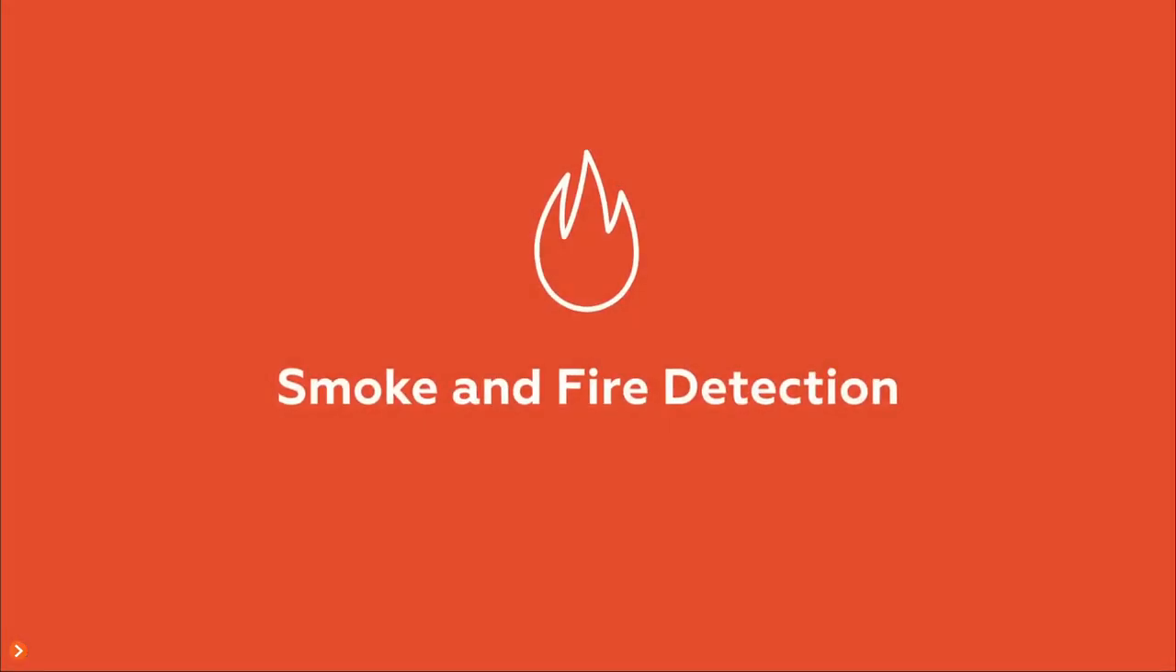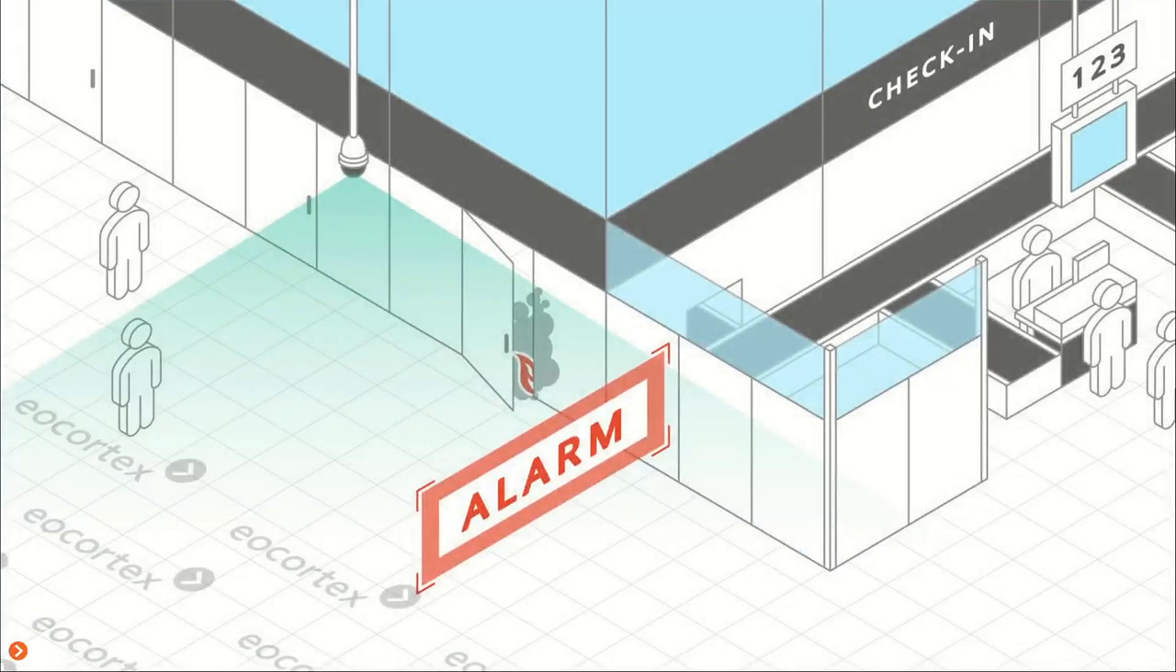Let me start with our first module for today, which is smoke and fire detection. This module helps airports be informed whenever fire or smoke takes place. It can sense the fire even before traditional smoke sensors detect it, and it is also very helpful to be installed outside the airport, as usual smoke sensors and smoke detectors cannot be installed there.